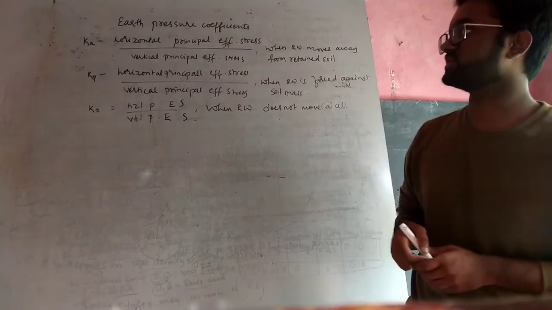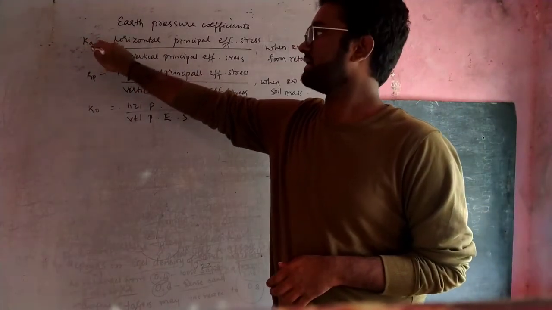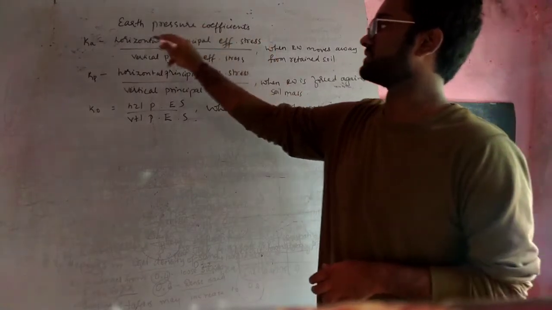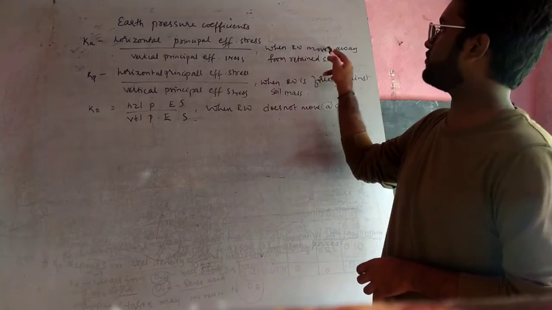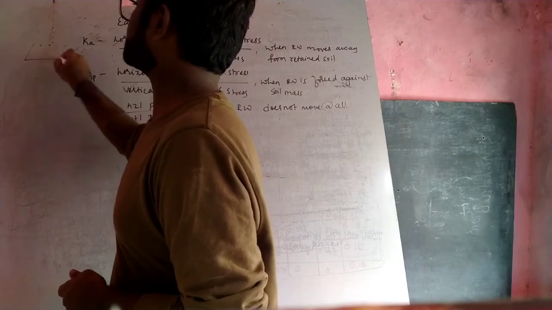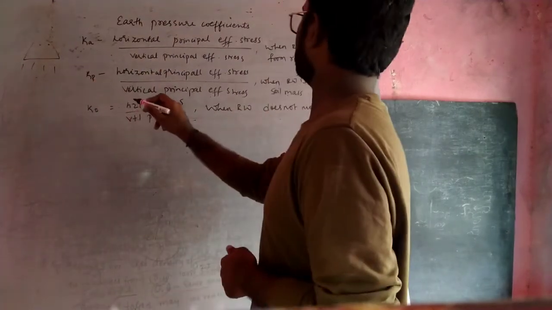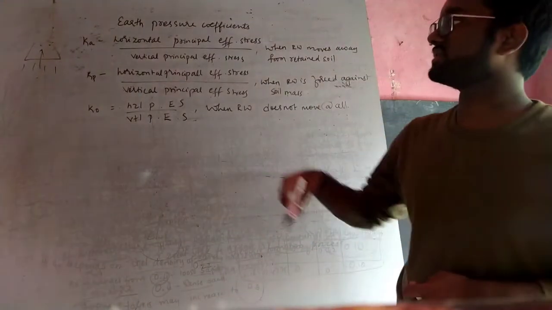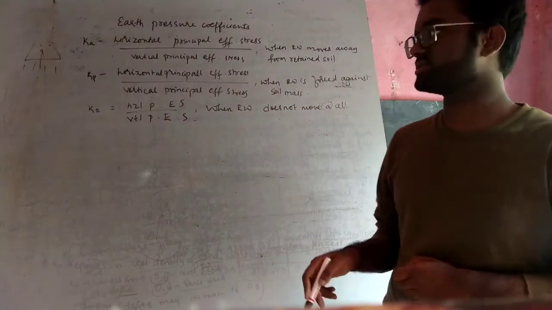Earth pressure coefficients. First is the active earth pressure coefficient Ka. Ka is nothing but the horizontal principal effective stress with respect to the vertical principal effective stress when the retaining wall moves away from the retained soil. Say for example, this is the retained soil. When this retaining wall moves away from the retained soil, whatever constant takes place is called the active earth pressure coefficient.